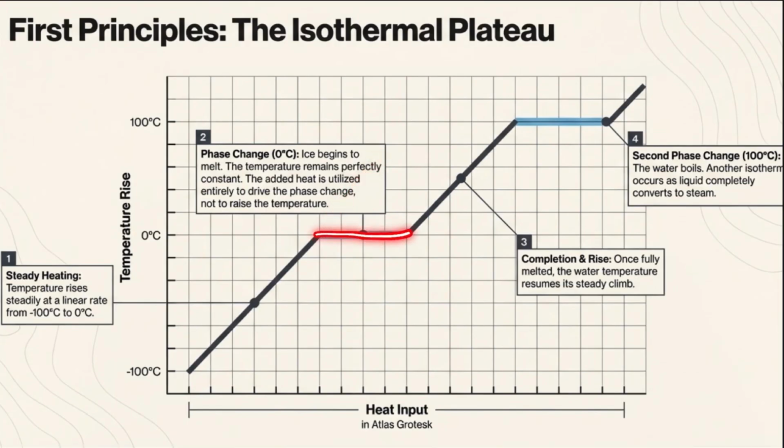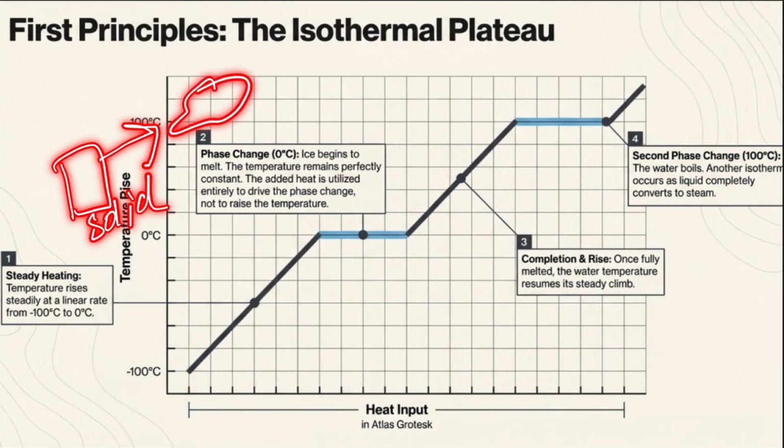Why is it not increasing, and why does it remain constant? That is why this plateau or horizontal surface has come, because all the extra heat is now absorbed by this ice cube, and it is going to change its phase from solid material to a liquid form.